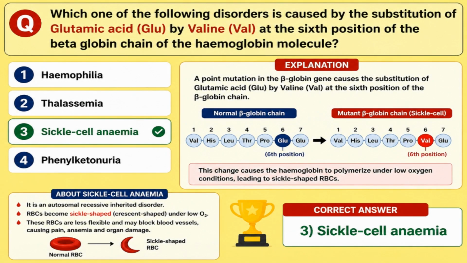The disorder caused by the substitution of glutamic acid by valine at the 6th position of the beta-globin chain is sickle cell anemia. This point mutation causes the hemoglobin to polymerize under low oxygen conditions, leading to sickle-shaped red blood cells.